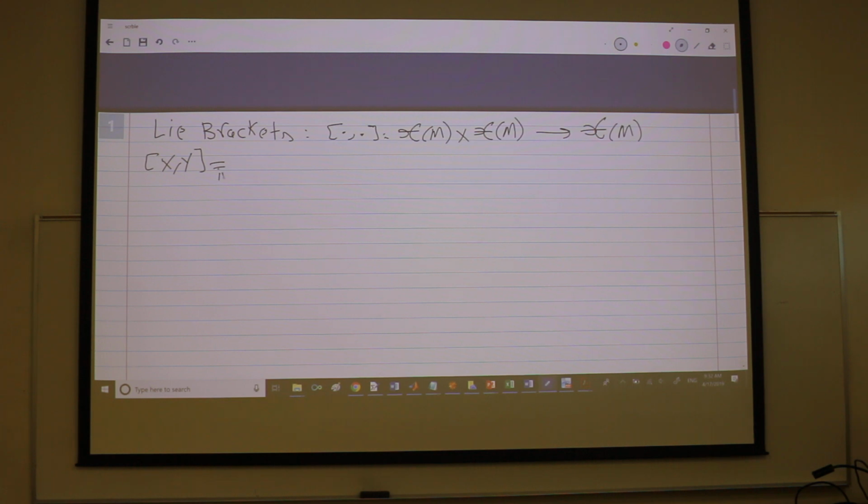So this is in coordinates. The bracket is defined to be partial y as an array, partial q. This is a Jacobian times x as an array. The result is a vector, minus the other way around.